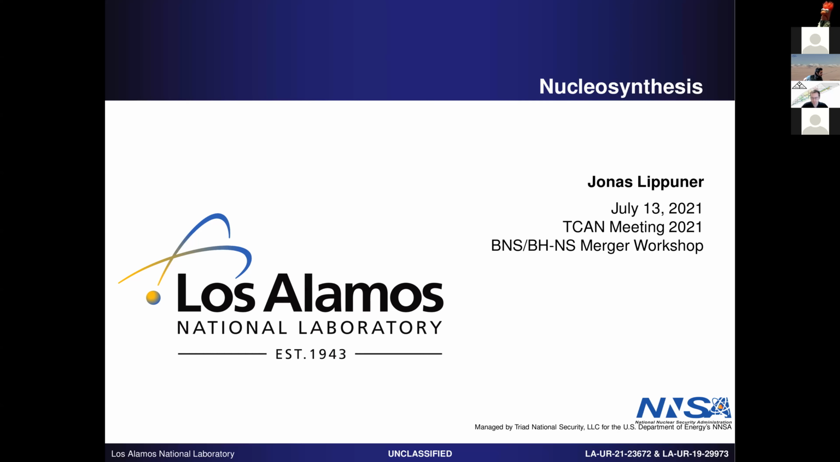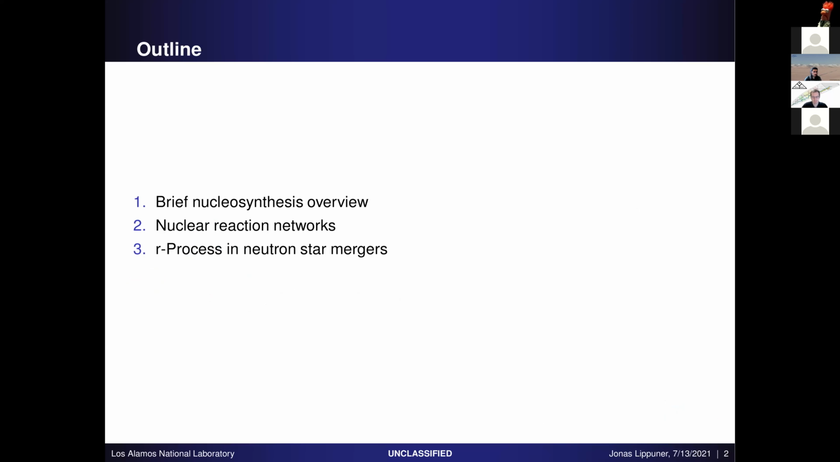I'm just going to give you a pretty high-level overview of nucleosynthesis. Here's the game plan for the next 25 minutes or so. First, a very brief, high-level overview of nucleosynthesis. For a lot of people, this is probably not going to be new, so I apologize, but I want to make sure that we're all on the same page. Then I want to briefly talk about nuclear reaction networks, and especially my own network and how it works. And then finally, I'm going to look at some results from our r-process calculations, specifically in neutron star mergers.